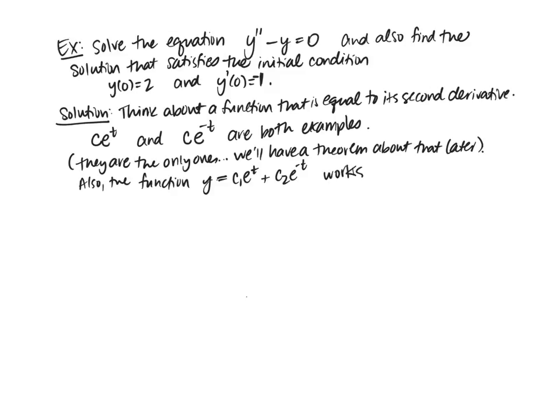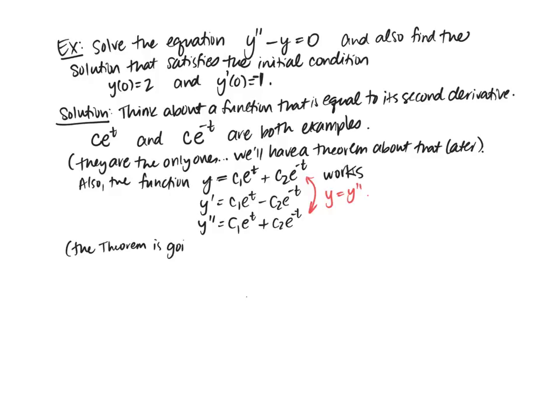So let me go ahead and take its second derivative. If I take y double prime, I get c1 e to the t plus c2 e to the negative t. So you can see that that function, c1 e to the t plus c2 e to the negative t, is equal to its second derivative. So that is a solution to this differential equation. So the theorem is going to tell us that the solution must be of this form.